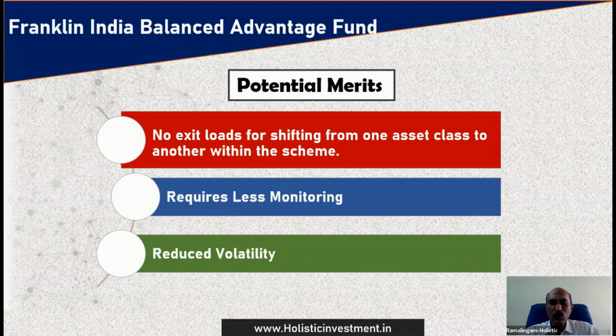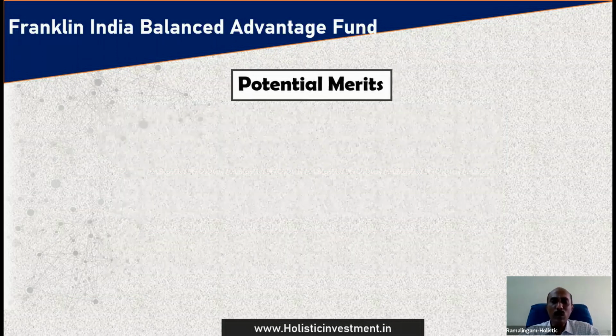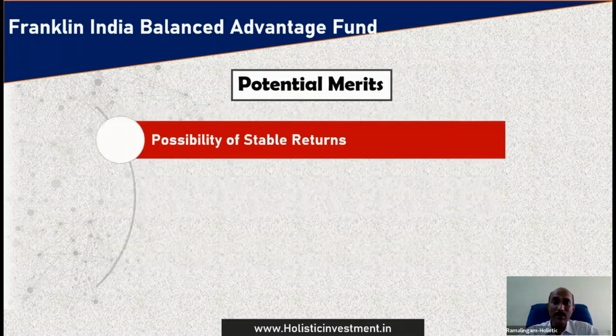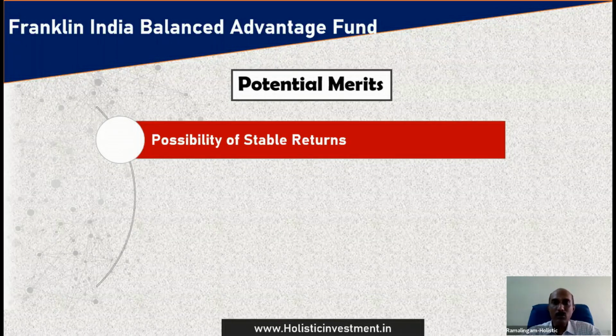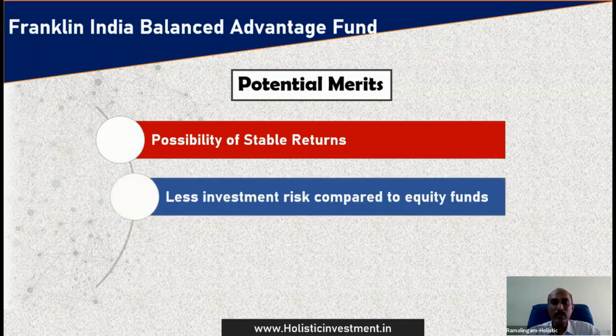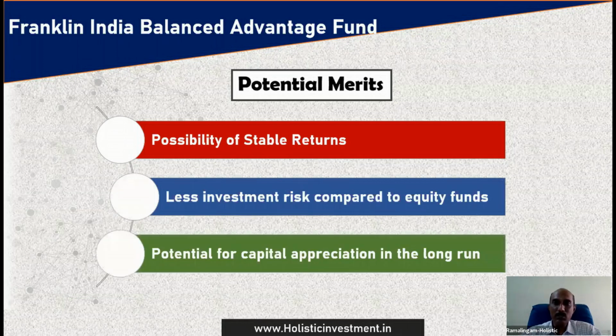Because this fund also invests in fixed income, will not invest 100% in equity, this fund will have reduced volatility compared to a diversified equity fund. Because this fund invests both in fixed income and equity, it will be less volatile. Because of that, this fund has got the potential to give you stable returns compared to an equity fund. Compared to an equity fund, this fund takes a lesser investment risk because they are not investing 100% in equity.